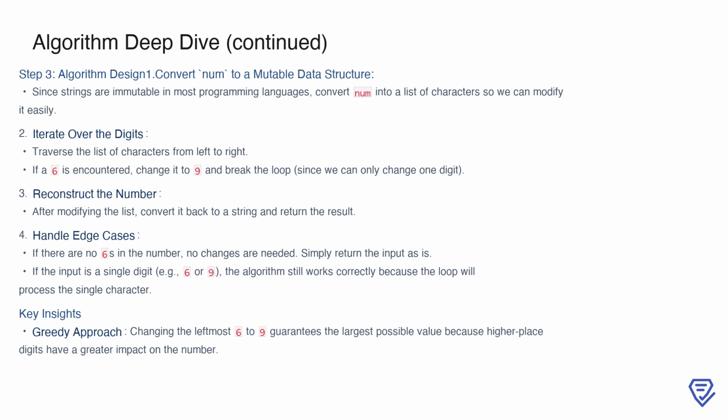Next, we traverse the list of digits from left to right. During traversal, if we encounter a 6, we change it to 9 and immediately stop the loop, as only one change is allowed. Once the modification is complete, we reconstruct the number by converting the list of characters back into a string and return the result. It's important to handle edge cases, such as when there are no 6s in the number. In that scenario, no changes are needed, and we can simply return the input as is. This approach also handles single-digit numbers seamlessly, as the loop will process the single character just like any other input.